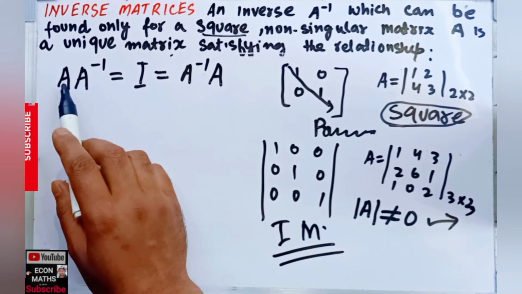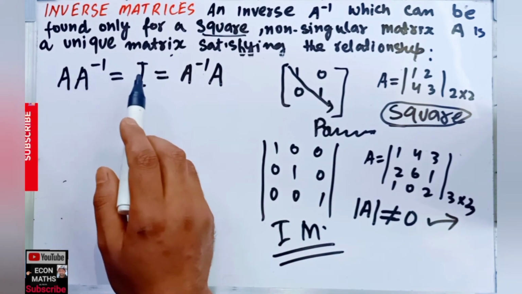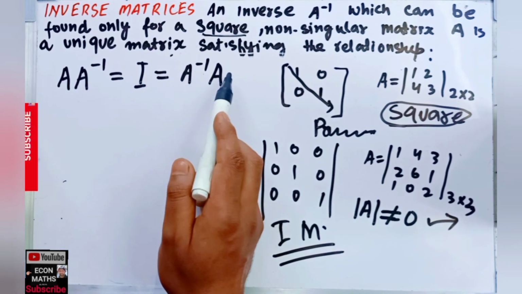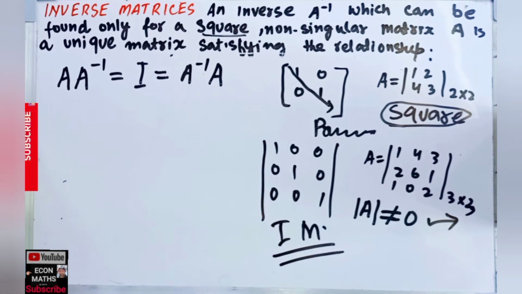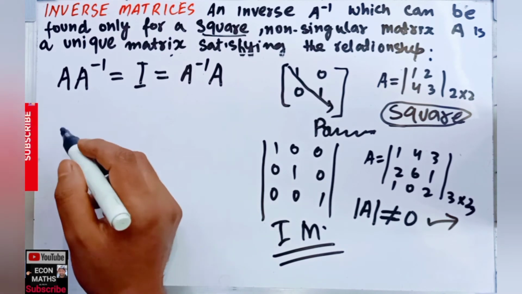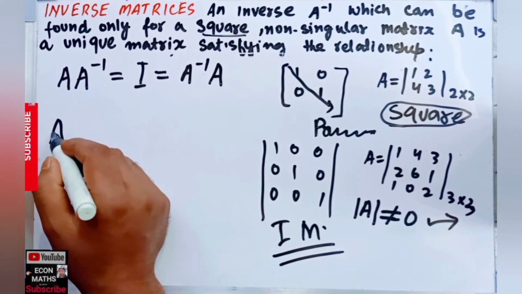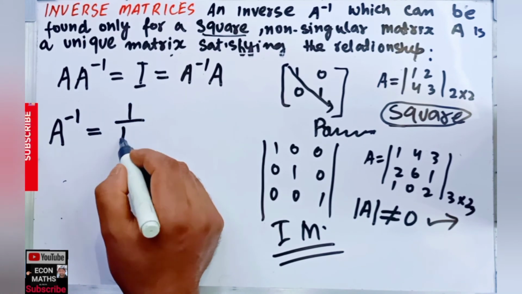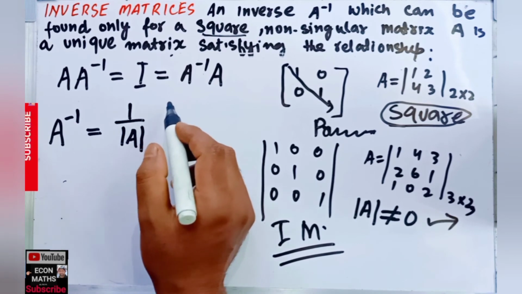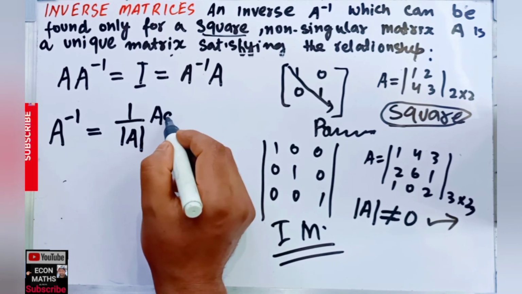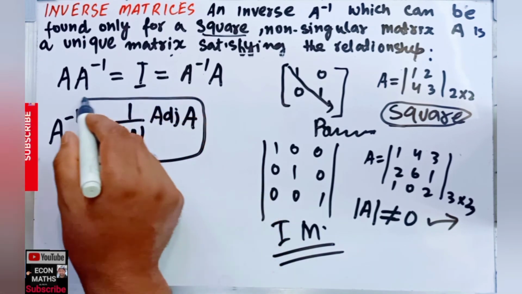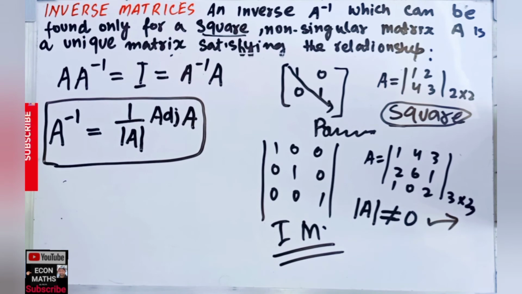That is, multiplying the given matrix by its inverse gives us the identity matrix, or multiplying an inverse by the given matrix gives us the identity matrix. Now how to find the inverse? The formula for finding the inverse is: the inverse of a matrix is equal to 1 divided by the determinant of the given matrix, multiplied by the adjoint of the matrix. So this is the formula for finding the inverse of the matrix.